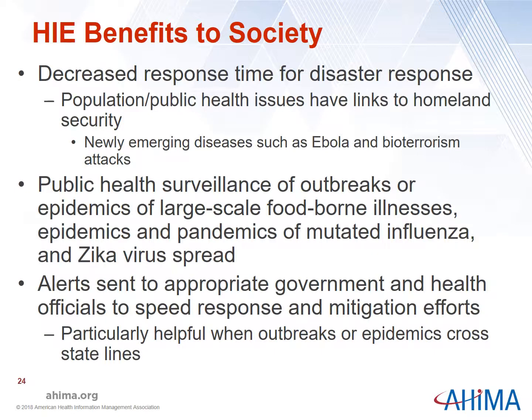Benefits to society include decreased response time for disaster response. Many population public health issues have links to homeland security, such as newly emerging diseases such as Ebola and bioterrorism attacks. Public health surveillance of outbreaks or epidemics of large-scale foodborne illnesses, epidemics, pandemics of mutated influenza, and Zika virus spread. Also, alerts can be sent to appropriate government and health officials to speed response and mitigation efforts. This is particularly helpful when outbreaks or epidemics cross state lines.